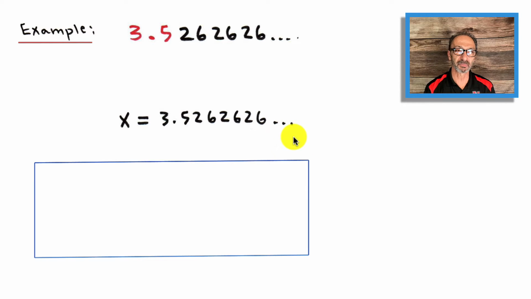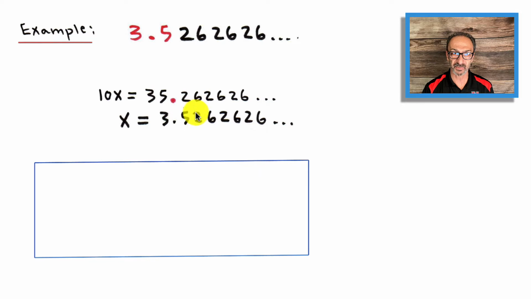So if you multiply this x that we are calling 3.52626 by 10, that's not going to work. And if I subtract, look at this, on the left-hand side I could subtract 35 minus 3 and 10x minus x, but look after the decimal: 2 minus 5, 6 minus 2, 2 minus 6, 6 minus 2. It's not practical. It doesn't work.